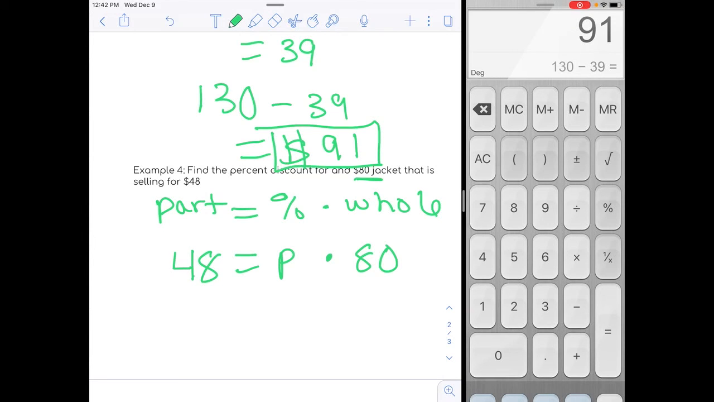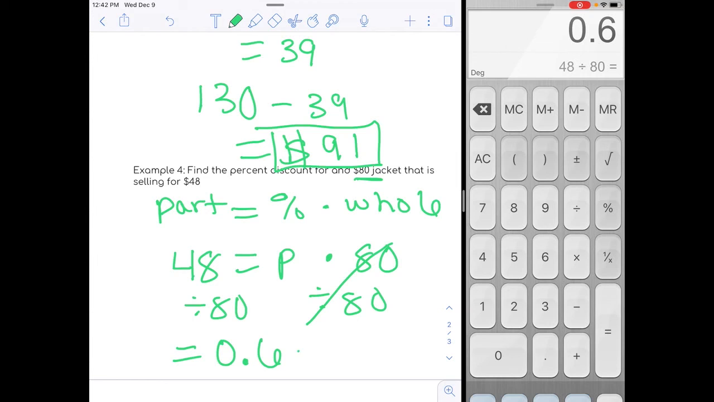So same thing as we did yesterday with our percent change here. I want to divide by 80 on both sides. This will cancel out. I'm going to do 48 divided by 80, which equals 0.6. To turn that into a percent, remember you multiply by 100. So my percent discount is 60%.